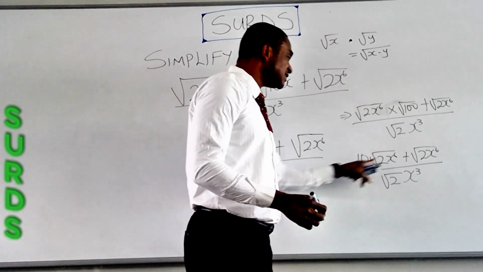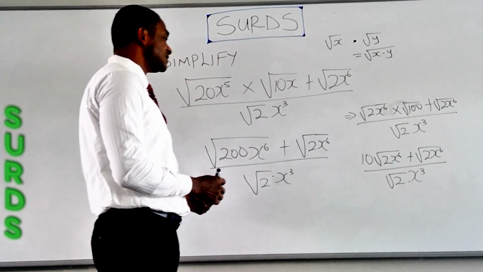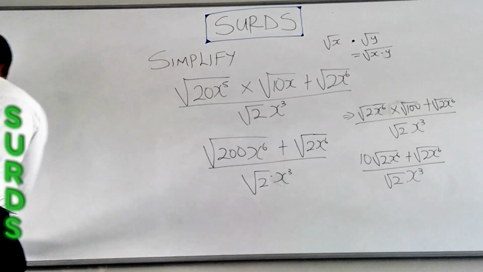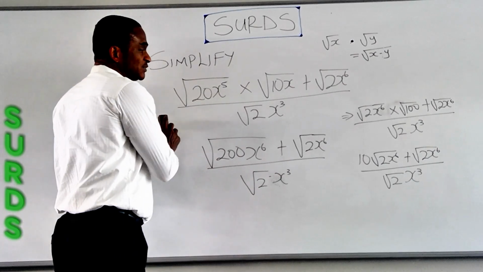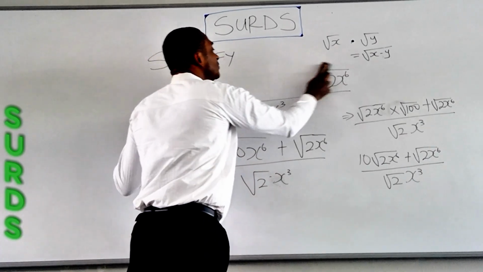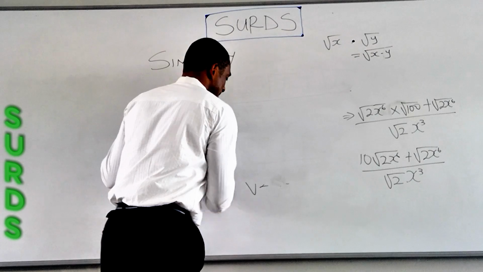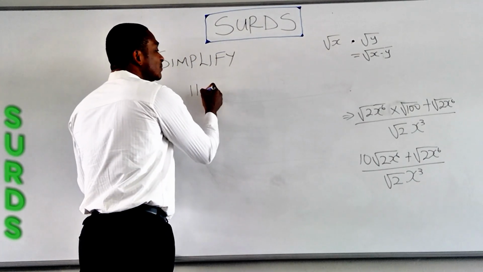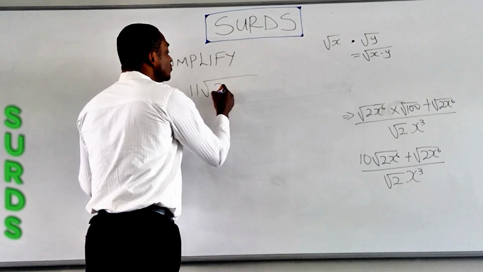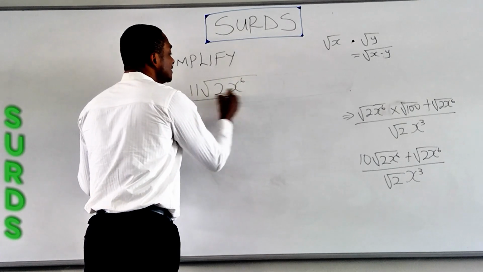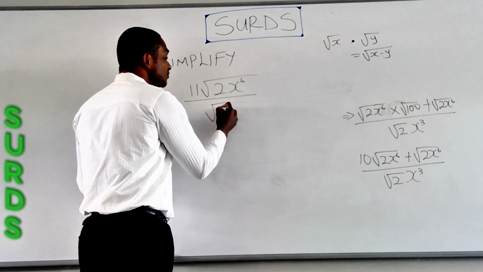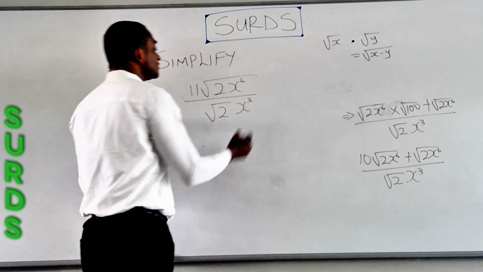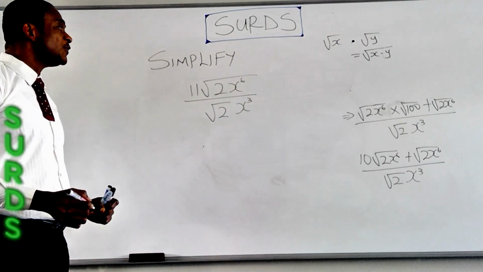Now, if we check this and this, you will see that we have like terms there. If we have like terms, we can add them up. Now, this means that we have 11 root of 2x to the power of 6 divided by root of 2x to the power of 3 outside. What else can we do?